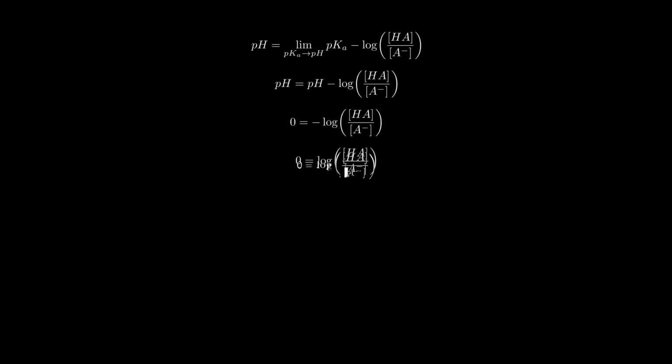Imagine the following situation, where pKa is equal to pH. By setting the equation as such and solving it out, we eventually come to the conclusion that the ratio between HA and A- should be 1. But why? Why should the ratio between HA and A- be 1?